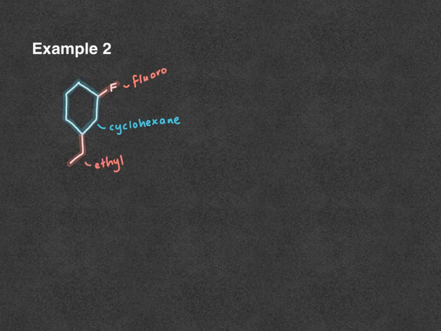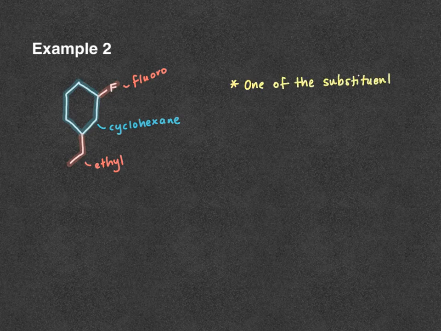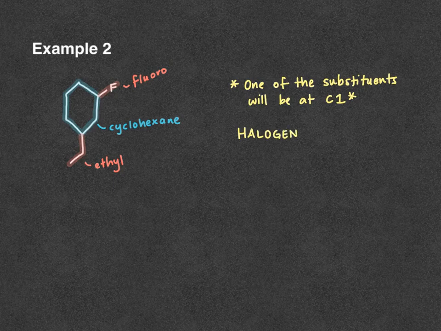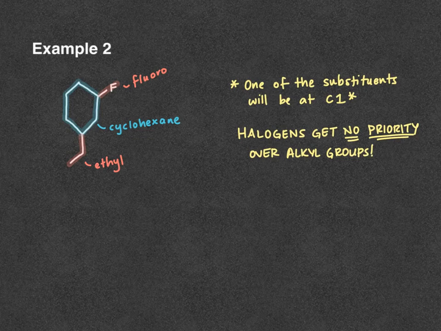Next, we're going to number our parent chain. When we number, we know that one of the groups will be number 1. So one of the substituents will get the number 1. Really important, halogens get no preference over alkyl groups. So when we're naming, since we're going to have 1 and 3, we're going to break the tie with the alphabet. And so ethyl is going to be number 1, and fluoro will be number 3.